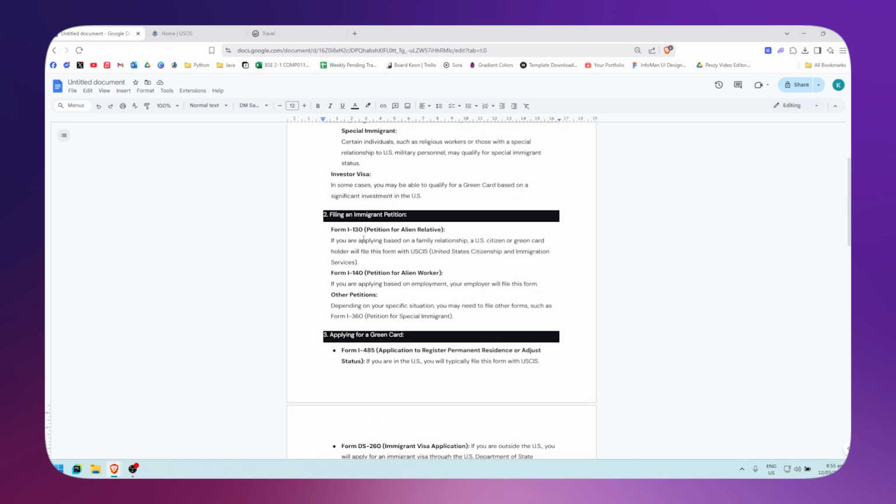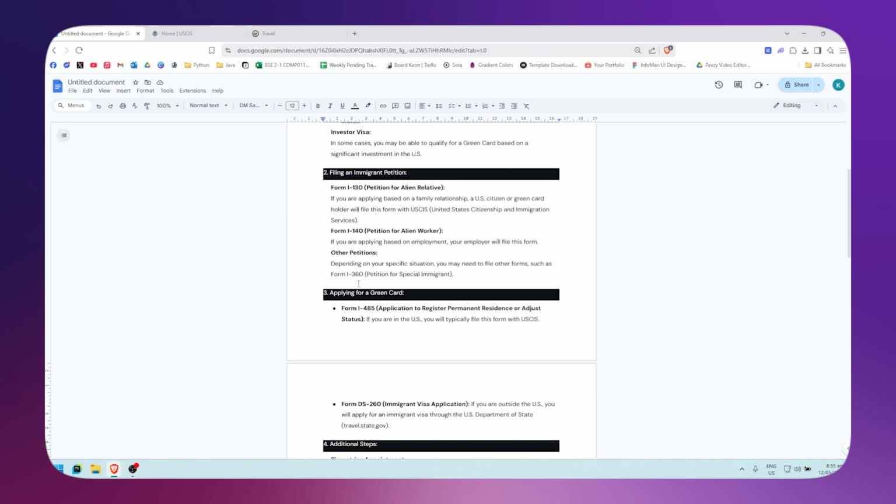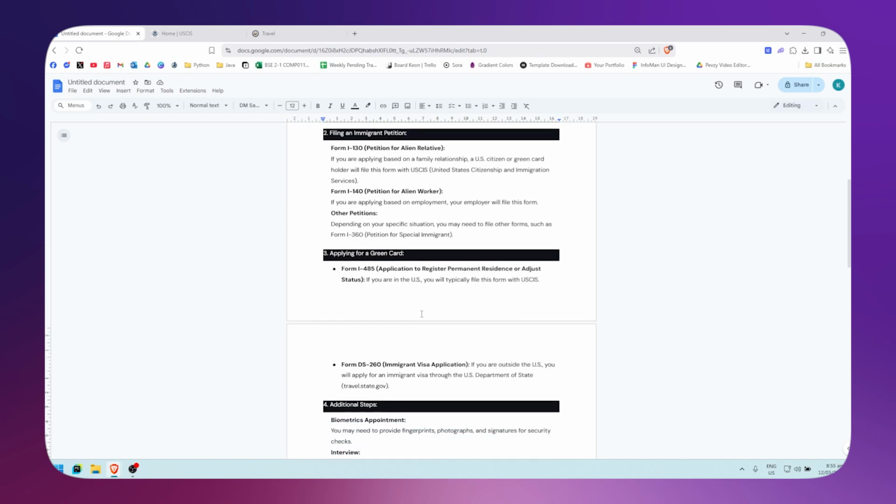Next is filing an immigrant petition. So for the Form I-130, which is the petition for alien relative, if you are applying based on a family relationship, a US citizen or green card holder will file this form with the USCIS, or the United States Citizenship and Immigration Services. Next is a Form I-140, which is if you are applying based on employment, your employer will need to file this form. And other petitions like the Form I-360. So depending on your specific situation, you may need to fill out these kinds of forms.